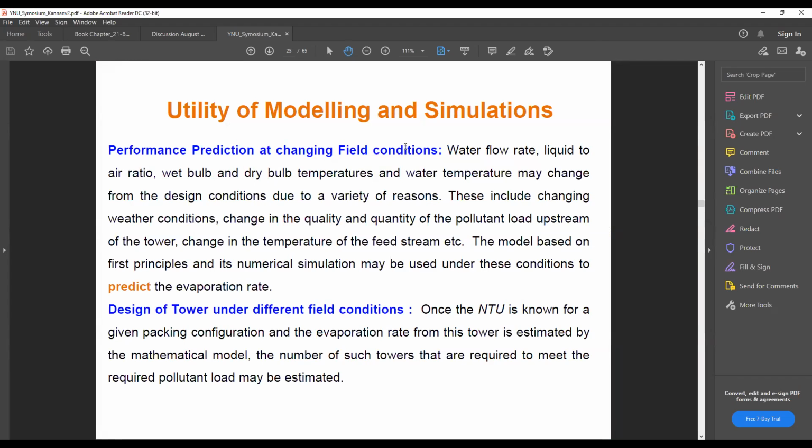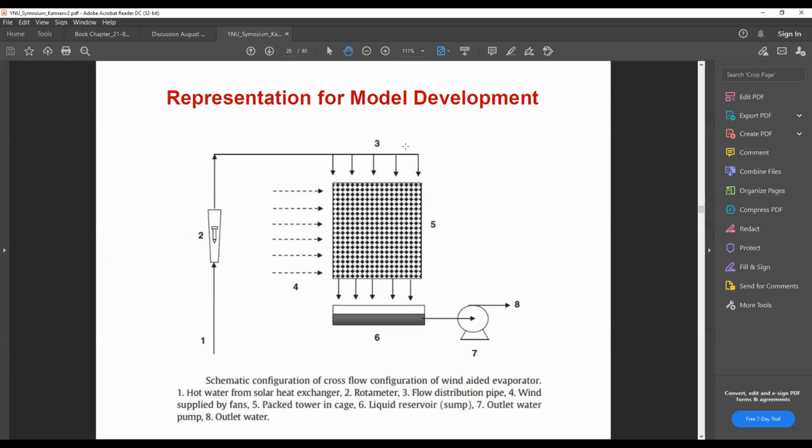So in the field conditions, there were a lot of challenges because the air flow rate was changing, and the wet bulb and dry bulb temperatures were also not constant. So this has to be accounted for, and we have to find the performance characteristic of the natural evaporator, and that we called as the number of transfer units. And higher the number of transfer units, better is the performance of the evaporator under the field conditions.